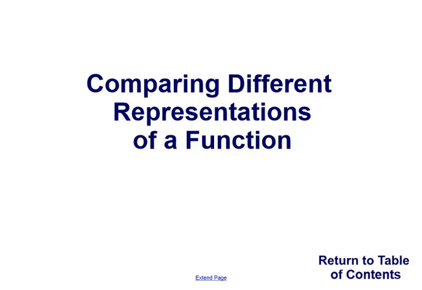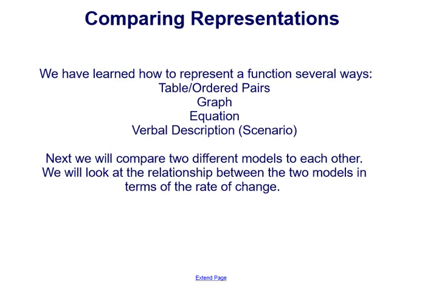Comparing different representations of a function. We have learned how to represent a function in several ways: as a table or ordered pairs, as a graph, as an equation, or as a verbal description or scenario. Next, we will compare two different models to each other. We will look at the relationship between the two models in terms of the rate of change.